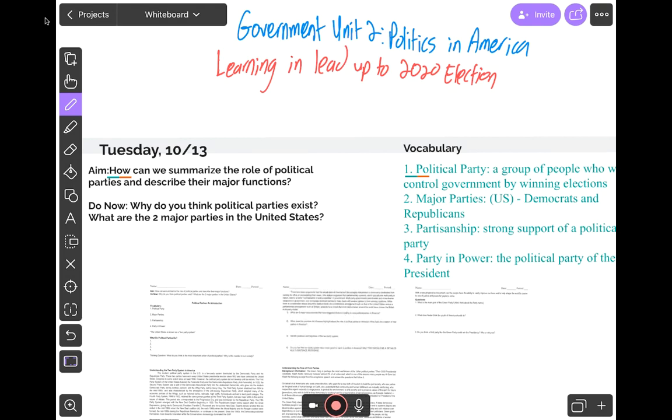Today we are going to be starting our second unit in the government course. As you can see at the top, Unit 2, we're going to be focusing on politics in America. We're going to be starting off with some of the foundations of political parties in America. Where did they develop from?